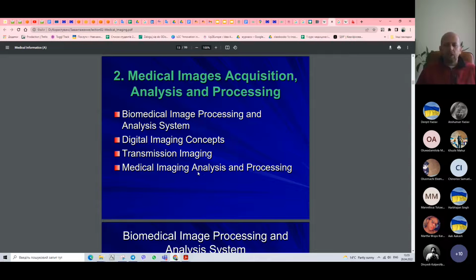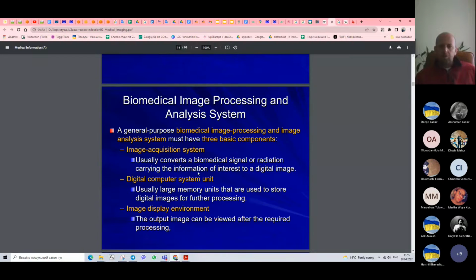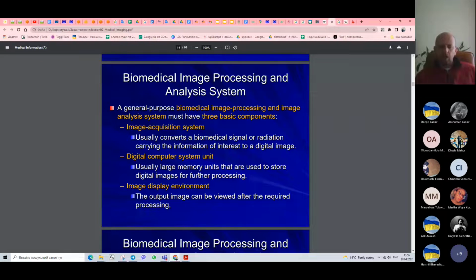Biomedical image processing and analysis system, digital image concepts, transmission imaging, medical image analysis and processing. In this chapter, we will discuss this. Biomedical image processing and analysis system: a general purpose biomedical image processing and image analysis system must have three basic components.